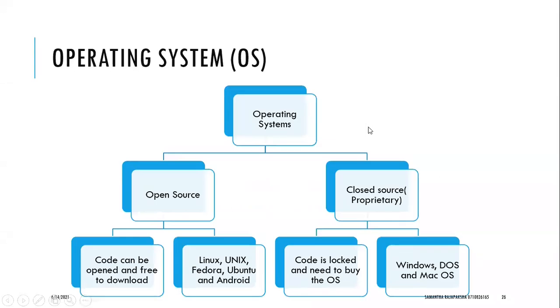So for operating systems, mainly there are two types, open source and closed source. Closed source we call a proprietary OS. What do you mean by open source? Remember, in computing, in software engineering, what do you mean by source? Source means the program code.